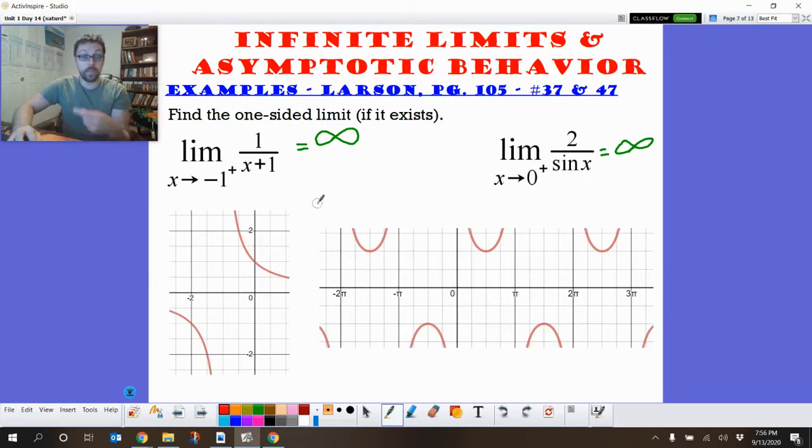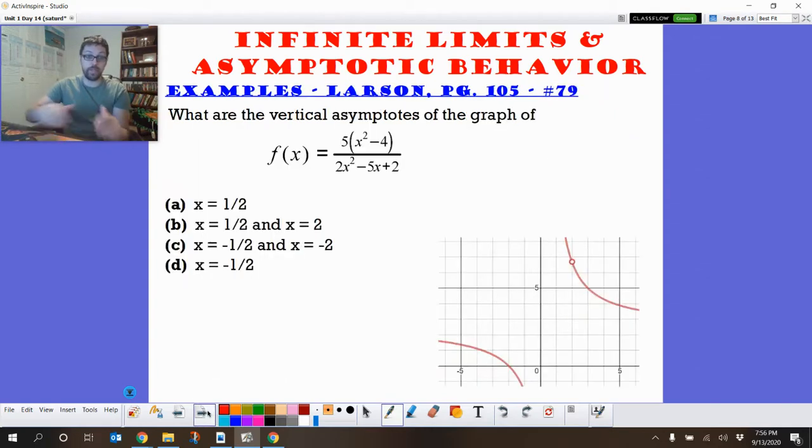Here's a couple more examples. They're just going towards infinity. So this one, as it's approaching -1, which is right here, from the right, this thing's shooting straight up. Same thing with this inverse sine as we're approaching 0. From the right-hand side, this thing's shooting up. So much so, same thing over and over again.